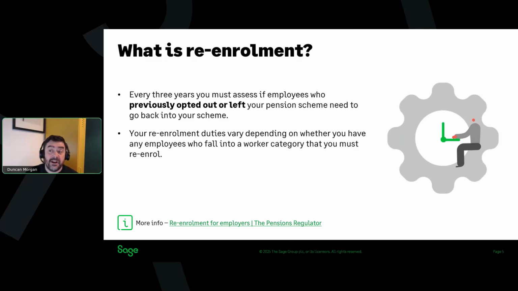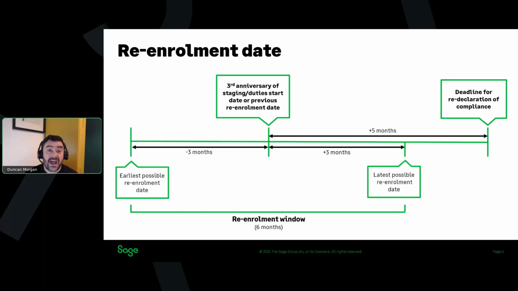Now, when does this happen? Well, we know it's every 3 years, but it is based around the 3rd anniversary of either your duty start date, if you're a recent employer, or your previous re-enrolment date, if you've done re-enrolment before. And you actually have a 6-month window, starting 3 months before that anniversary and 3 months after, in order to complete your re-enrolment duties.